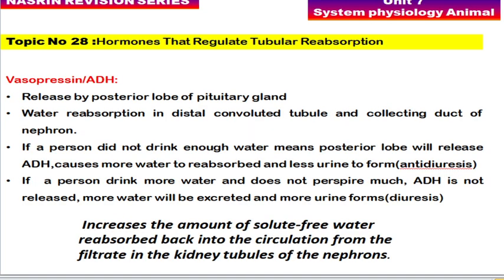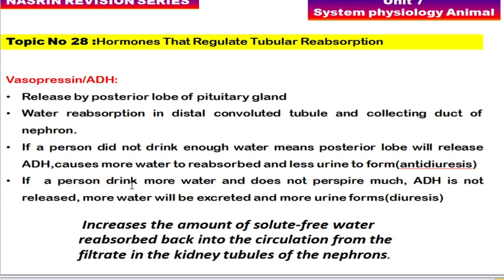Next is vasopressin, which is also called antidiuretic hormone. This hormone is released by the posterior lobe of the pituitary, and it is responsible for water reabsorption in the distal convoluted tubule and collecting duct of the nephron. Say the person didn't drink enough water. Then the posterior lobe will release antidiuretic hormone, which will cause more water to be reabsorbed. As a result, less urine will be formed. So this is the process of antidiuresis.